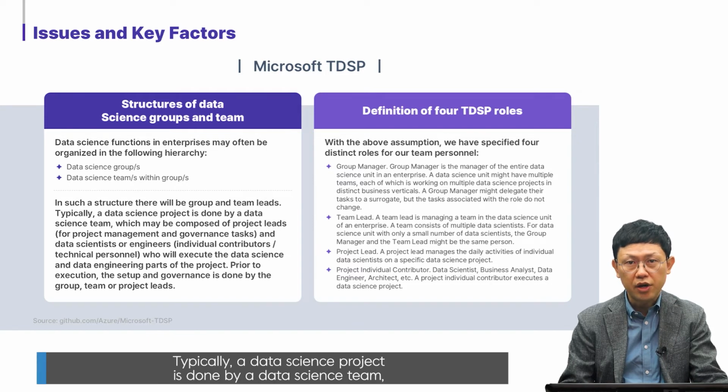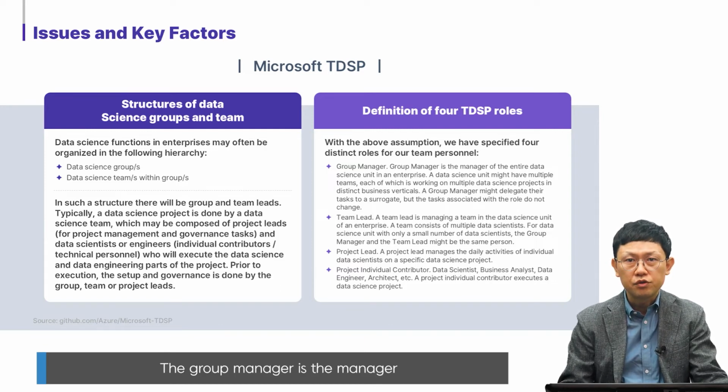Typically, a data science project is done by a data science team, which may be composed of project leads and data scientists or engineers who will execute the data science and data engineering parts of the project. Prior to execution, the setup and governance is done by the group, team, or project leads. There are 4 distinct roles for team personnel: group manager, team lead, project lead, and project individual contributor.